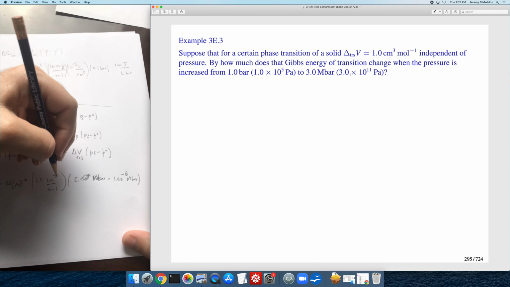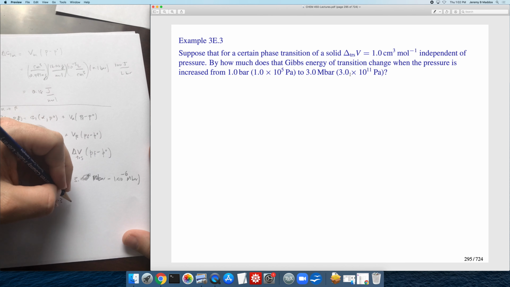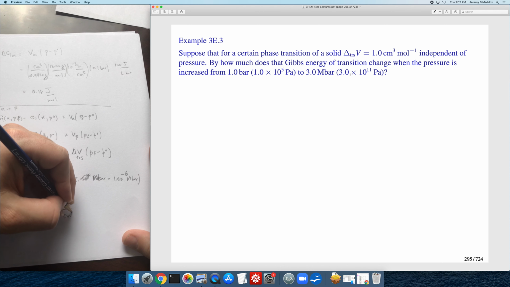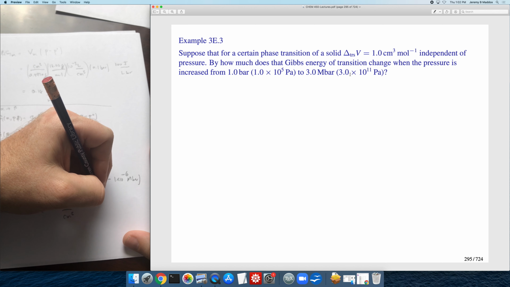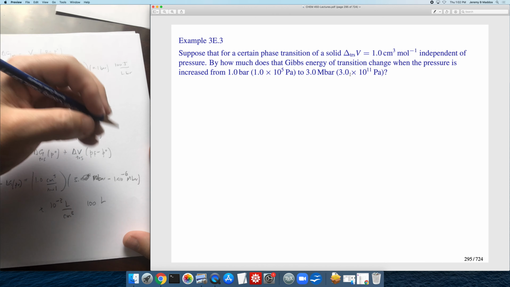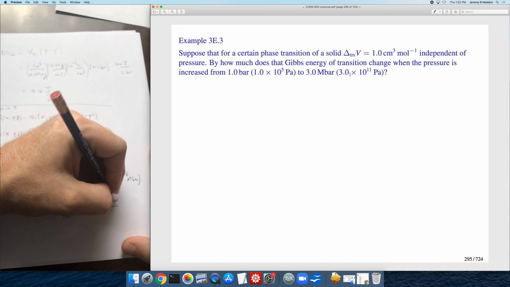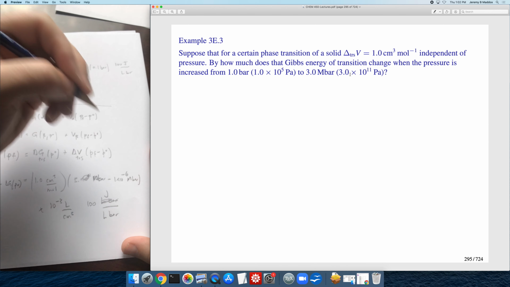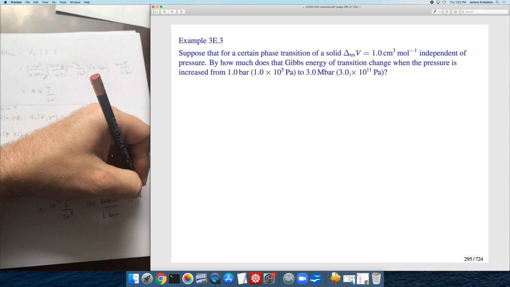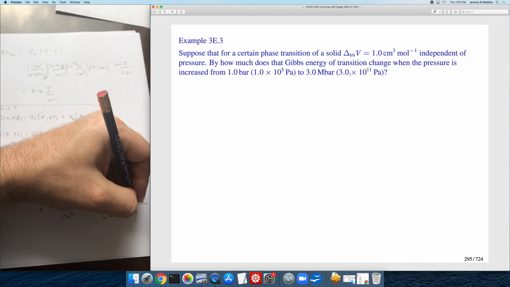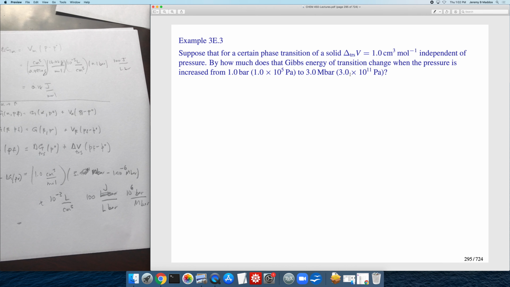And then we need to multiply that by 10 to the minus 3, that would be liters per cubic centimeter. And then we would multiply that by 100 joules per liter bar. And then to get rid of the megabars, we would do 10 to the plus 6 bars per megabar. So that should get the correct number.